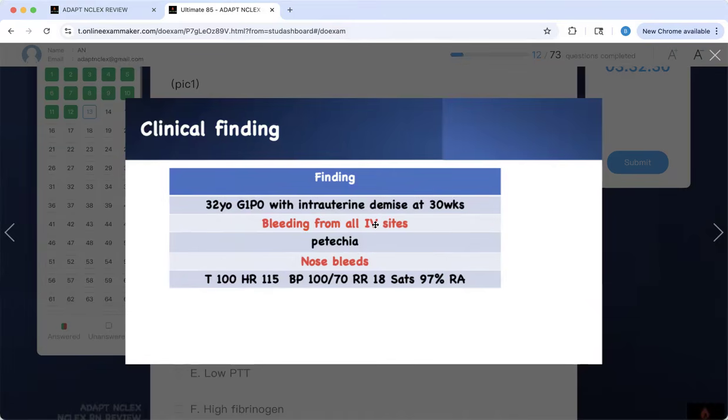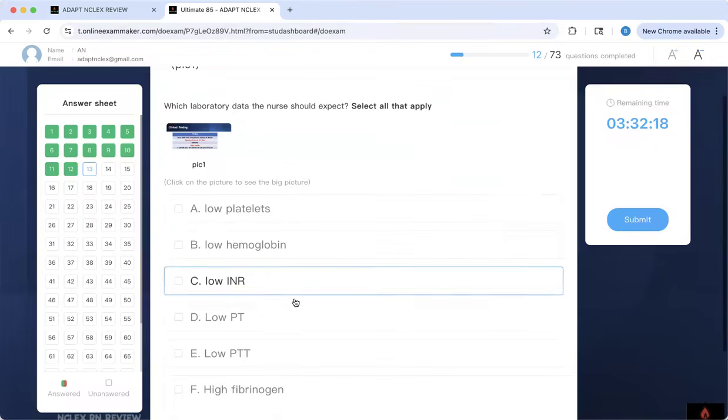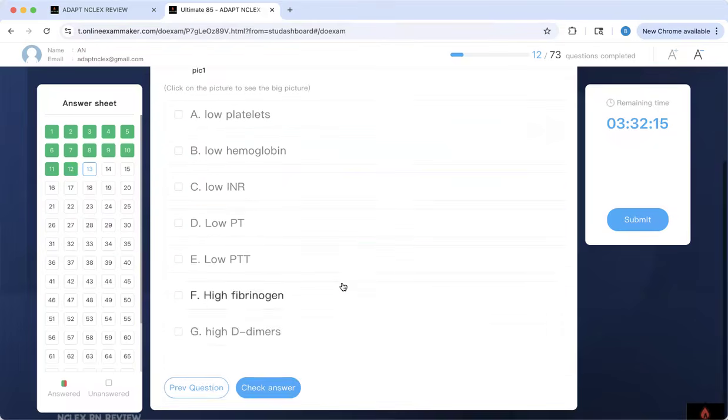This is what I call buzzwords. These are the things you focus on. I cannot explain everything to you, but when they write a question, these are the things you have to pay attention to. And you have petechiae and nosebleed, something should tell you. Which of these should you expect? Which lab work? Low platelets, low hemoglobin, low iron, low PTT, high fibrinogen, and high D-dimer. What do you think?